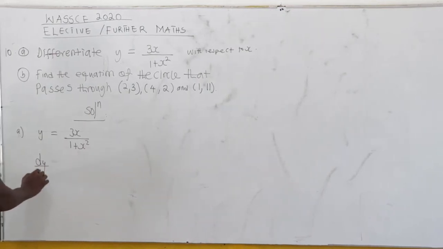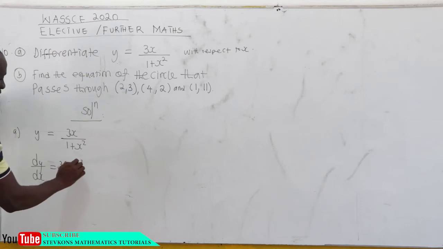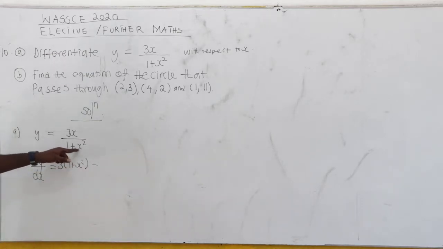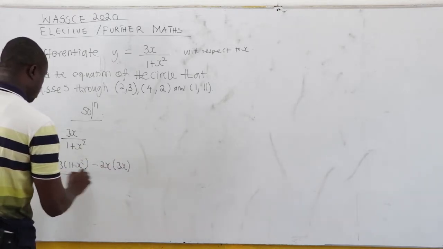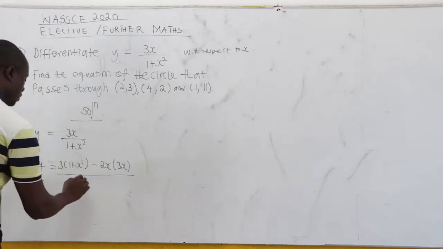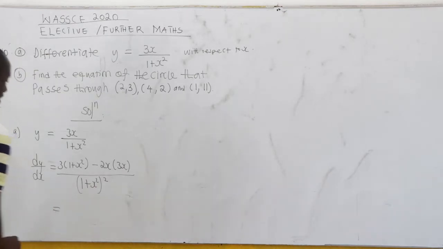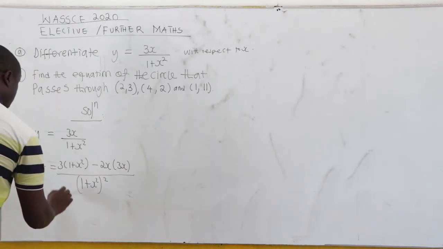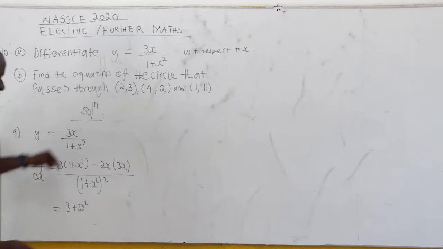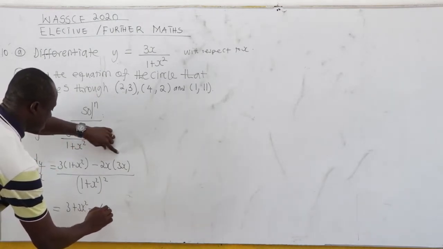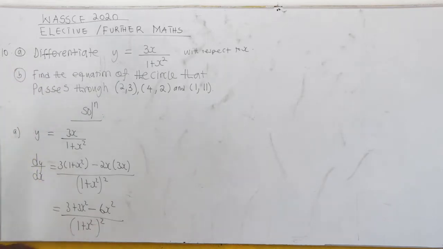So our dy/dx, this is just differentiate the numerator, that is 3, keep the denominator constant, minus differentiate the denominator. When you differentiate this, what are you going to get? 2x. Keep the numerator constant, all over the square of the denominator, so (1 plus x squared) all squared. Now let's simplify this, and when we simplify, we are getting 3 plus 3x squared. We are using the distributive property to expand. Now minus this time, that is 6x squared all over (1 plus x squared) all squared.